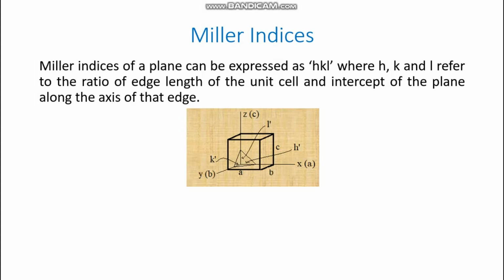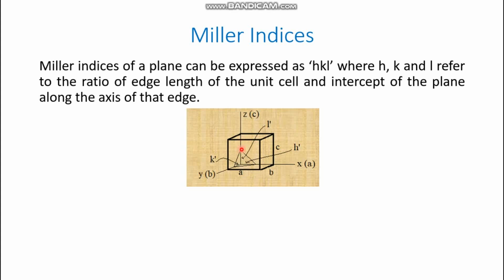According to the terminology of crystallography, the x-axis is called the a-axis, the y-axis is called the b-axis, and the z-axis is called the c-axis. Now, this is an imaginary plane which cuts or intersects the a-axis at this point. The point of intersection on the b-axis is this one, and the point of intersection on the c-axis is this one. Now, the distance of the point of intersection from the origin along the a-axis is h prime, that along the b-axis is k prime, and that along the c-axis is l prime.